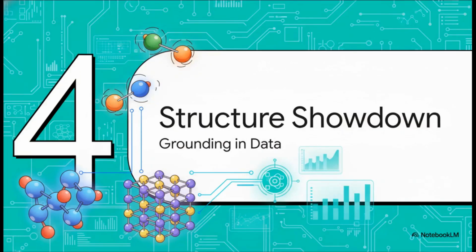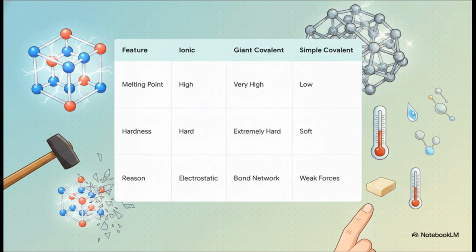Let's put this into an ultimate structure showdown and ground our analogy in some actual data. Now, what's really interesting about this is we're bringing in a third player, ionic bonds. This gives us a really complete picture. Look at the melting points. Ionic bonds, like sodium chloride, have high melting points because of the strong electrostatic attraction in their lattice. But giant covalent structures, they are very high, even higher than ionic, all because of that continuous network of strong bonds. Meanwhile, simple covalent structures are way down at the bottom.